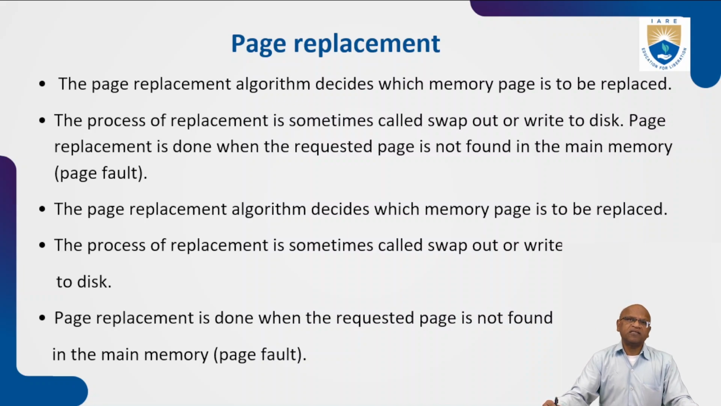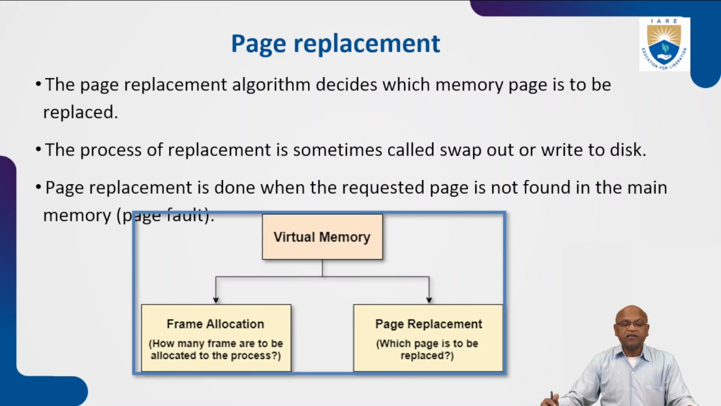Whenever we are demanding one page, the 11th page, that is called page demanding. Once the 11th page is not available in the main memory, that is called a page fault. Whenever the page fault occurs, the page replacement algorithm decides which memory page is to be replaced from the RAM, so that the 11th page, which is available in the hard disk, can be brought into the RAM. This process of replacement is sometimes called swap out or swap to disk. Page replacement is done when the requested page is not found in the main memory.